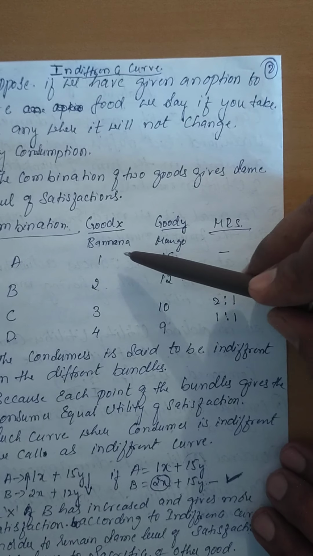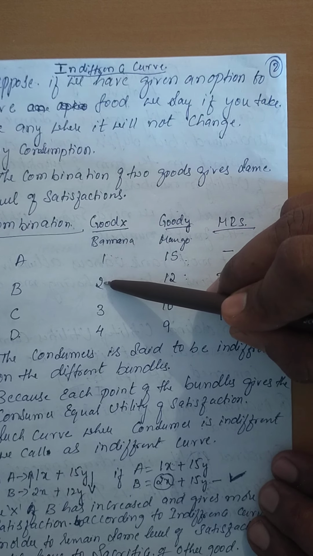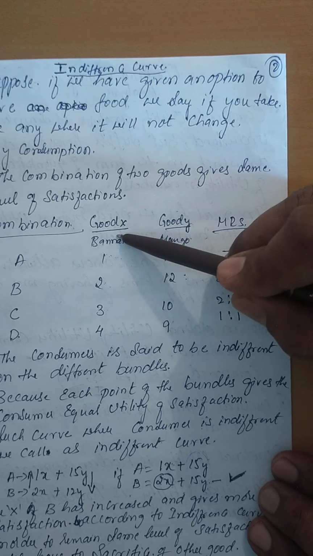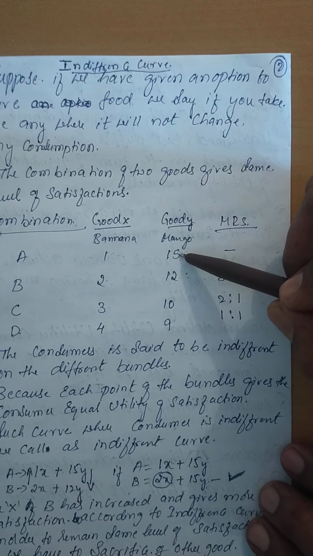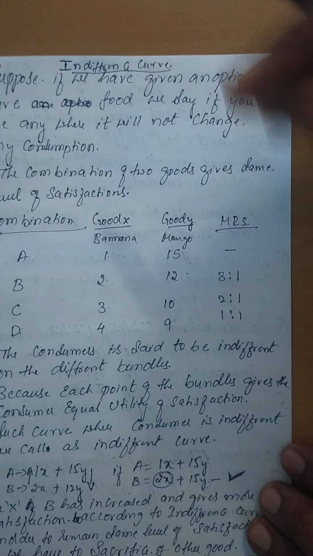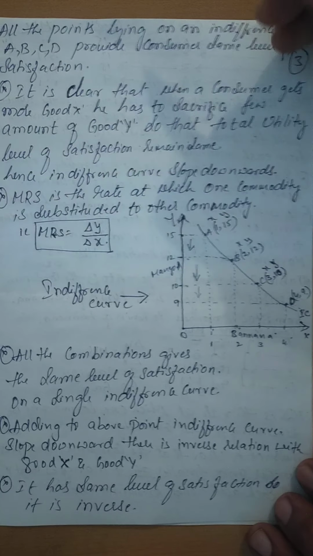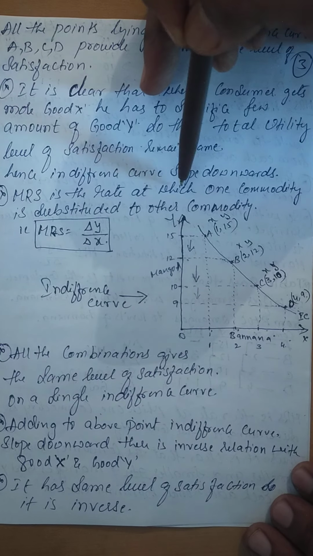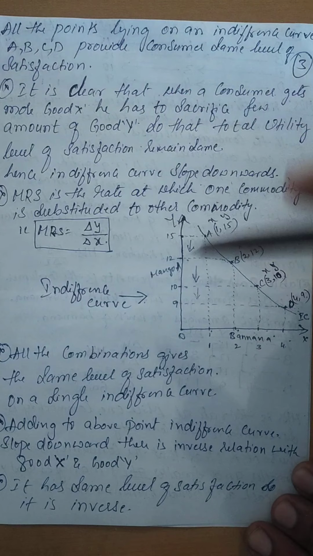Just now we have seen this table. Observe, this is X and this is Y. Here, substituting this means change in X: 2 minus 1 is 1, 3 minus 2 is 1, 4 minus 3 is 1. That means change in X has taken place with respect to change in Y: 15 minus 12 is 3, 12 minus 10 is 2, 10 minus 9 is 1, and so on. So that becomes MRS, the marginal rate of substitution. Here MRS is the rate at which one commodity is substituted for the other commodity. So that is called MRS.